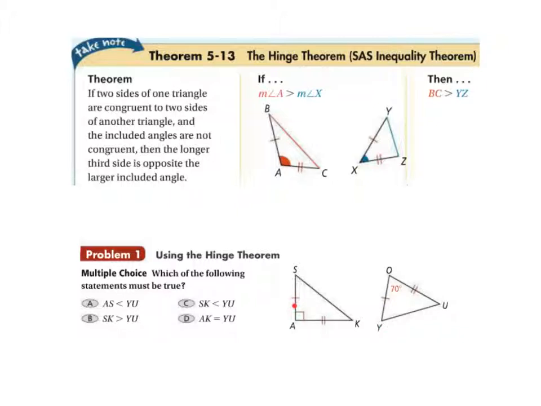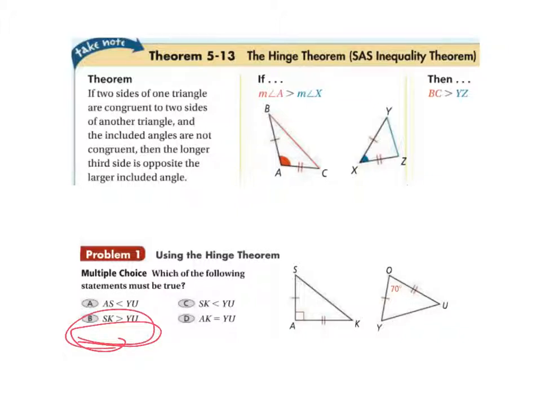Okay, so let's look at this one here. You can see I've got a single hash mark and a double, same thing over here. And the included angles are different. This angle is 90, whereas this included angle is 70. So that hinge over here is opening up wider, so this SK is going to have to be bigger than this hinge creating UY. So when I do multiple choice, I'm trying to figure out SK, we just said has to be bigger than YU. SK, nope. Right there it is. SK is bigger than YU. We'd circle B on that.